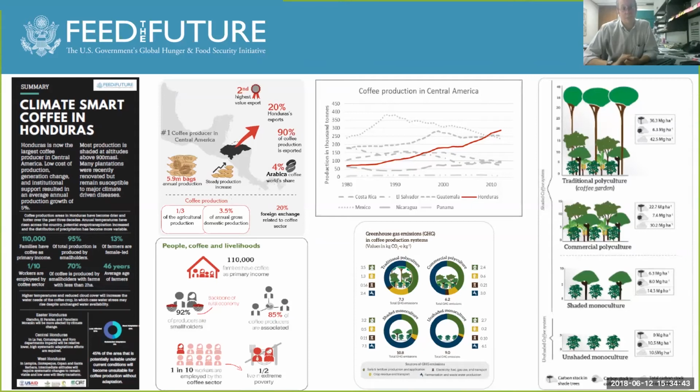And I know that the total production in Honduras now is much higher, but it gives a sense of what coffee is like in the country, how important it is to the country, how many people are employed in the sector, how the country stacks up against its neighbors in terms of coffee production, what the different ways of producing coffee are, the different production systems, and what the effects are in terms of greenhouse gas emissions of those systems.